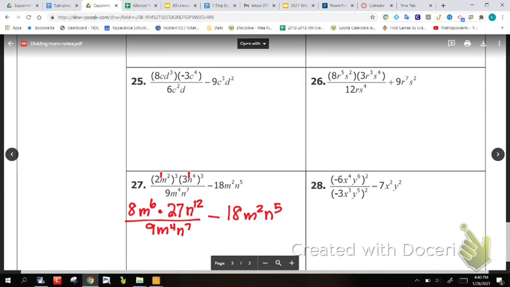First of all, see if anything reduces. The 9 and the 27 can both be divided by 9. So 8 times 3 is 24. Now, m to the sixth and the m to the fourth is in the bottom of the fraction. So this is division, so you're going to use your quotient rule. M to the sixth divided by m to the fourth, subtract your exponents, is m to the second. N to the 12th divided by n to the 7th is n to the 5th.